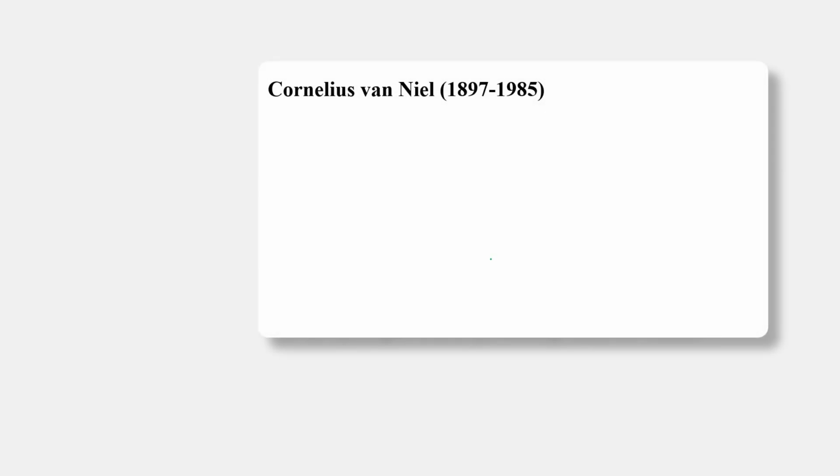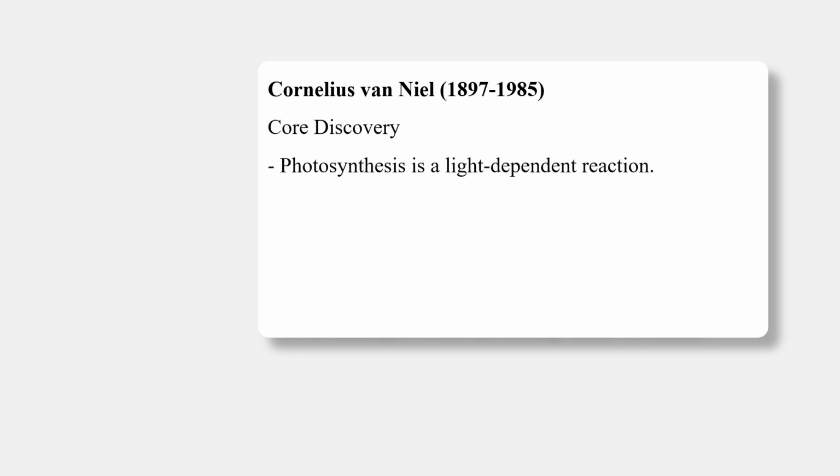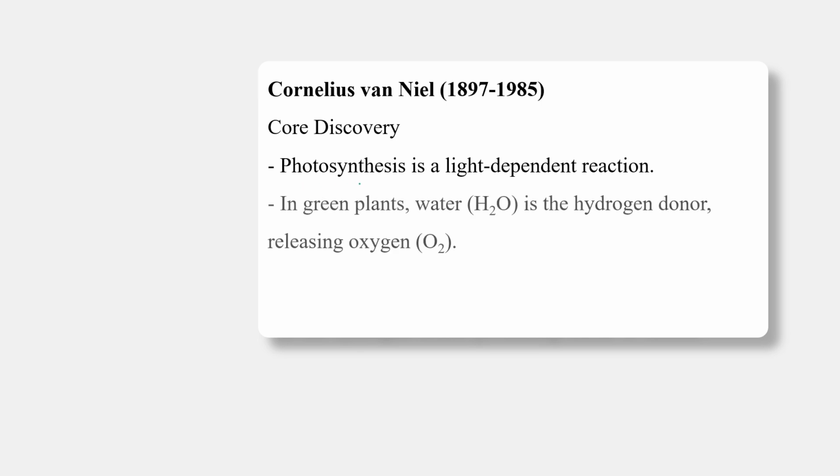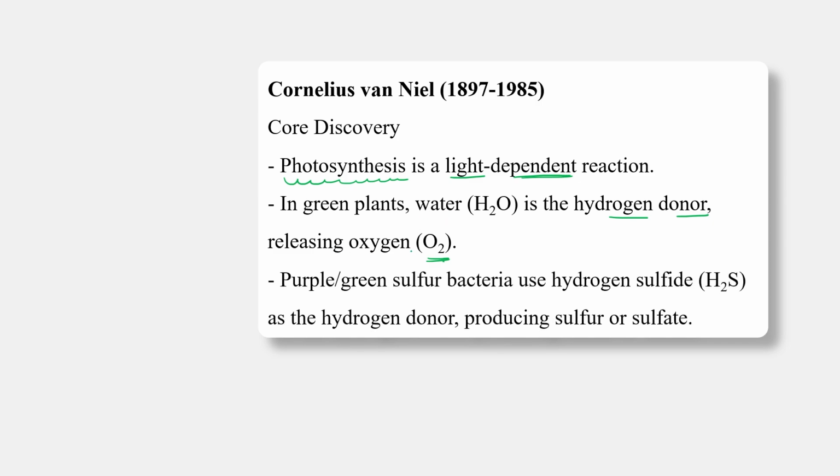Another scientist, Cornelius van Niel, actually told us about photosynthesis, that photosynthesis is a light dependent reaction. In green plants, water acts as a hydrogen donor, and the released oxygen actually comes from the water. Okay, so in green plants, water is the hydrogen donor and it releases oxygen.